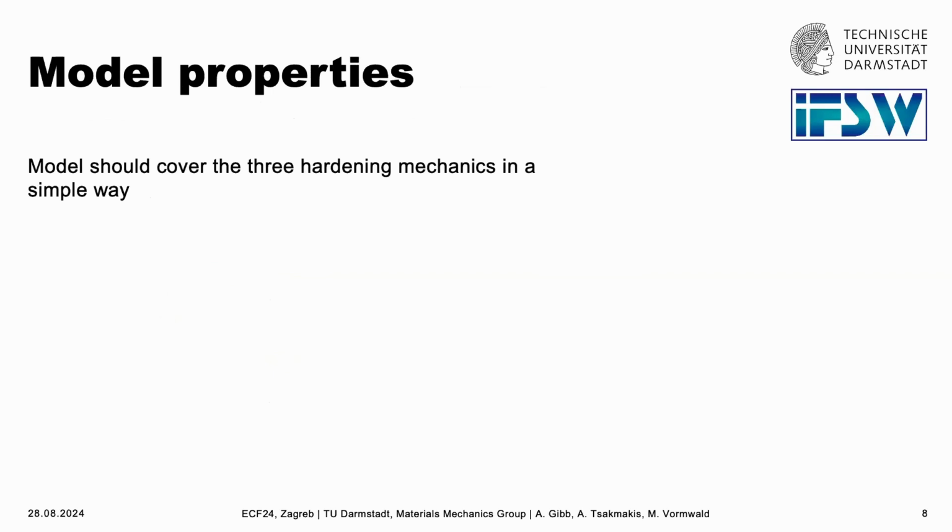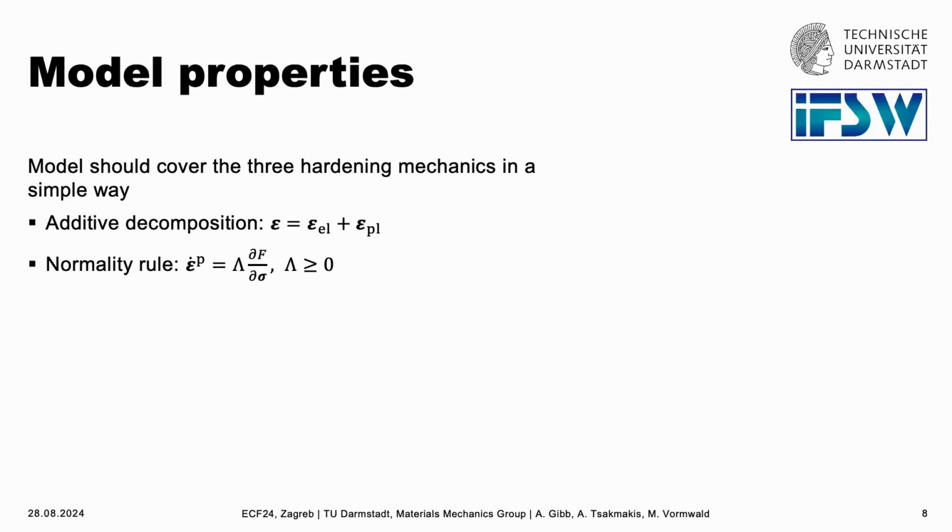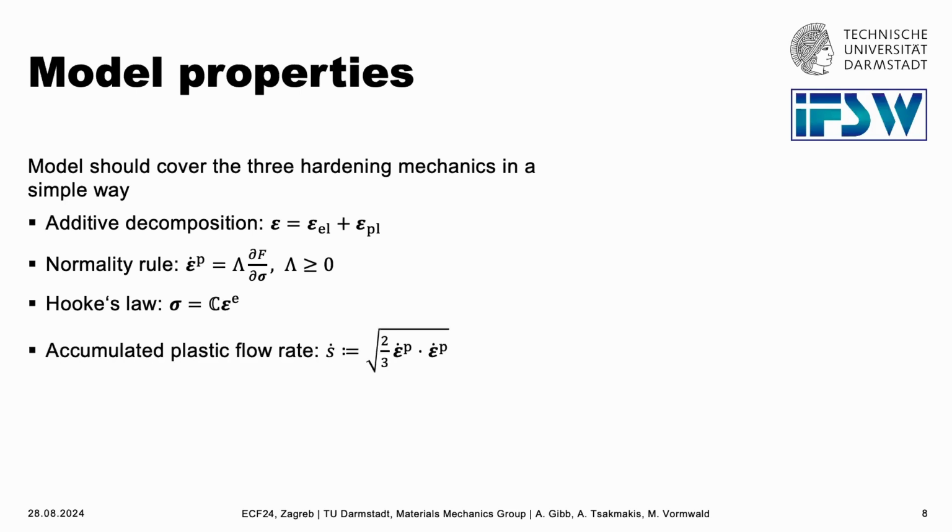So we want to model this in a simple way. What we want to do is we have an additive decomposition of strain into elastic and plastic parts. We have a normality rule, an associated normality rule. For the elastic part, we have Hooke's law. We can define an accumulated plastic flow rate. And we have the yield condition, of course. So plastic flow takes place exactly when F is equal to 0.